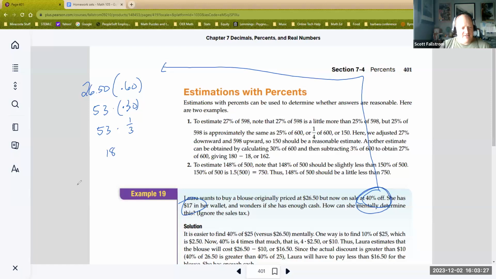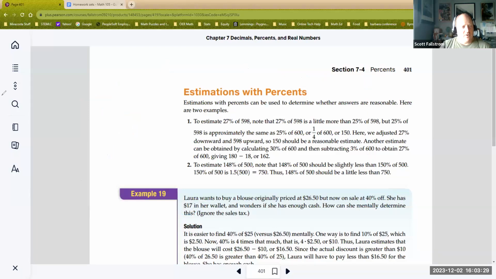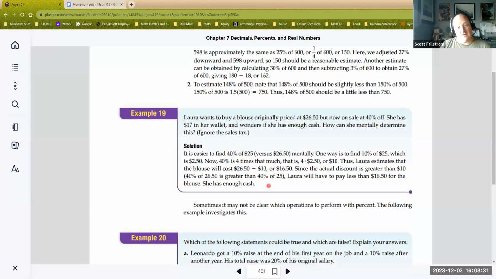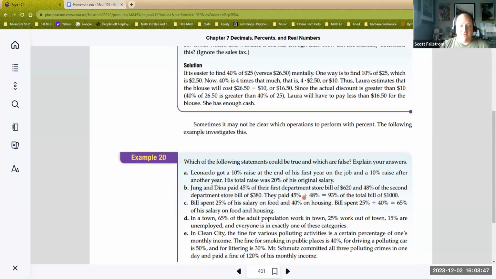What'd they say? It's easier to find 40% of 25. Okay, I guess. One way is to find 10%, then multiply by 4. Okay, again, I guess. But that again is just how much you have. Then you have to do a subtraction. This is an approach you can take. I'm not going to fault it. Maybe it's amazing.